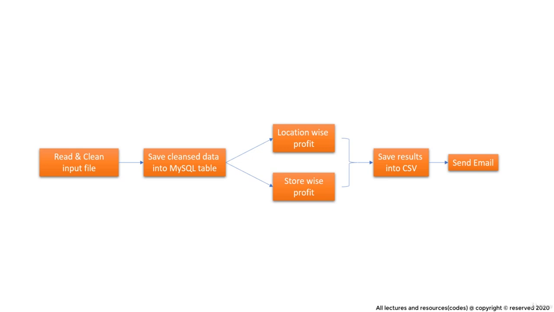Guys, since this is a kind of ETL application, if we split the tasks at a very high level, our first task would be to read and clean the input file. Clean as in to remove those unwanted characters from the data. Next, we will store the clean file into some database. I will use MySQL. And then from that database table, we will apply aggregations as per the client's requirement in the form of SQL queries. We have two use cases here, store-wise profit and location-wise profit.